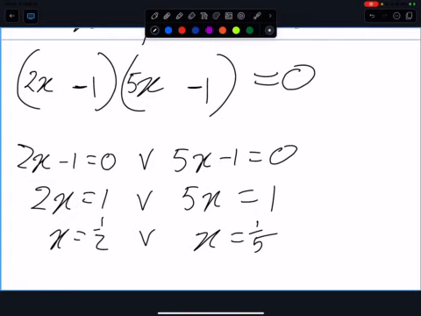When you only have x, it's easy. Now you have 2x, 3x, 6x. It becomes more complicated.